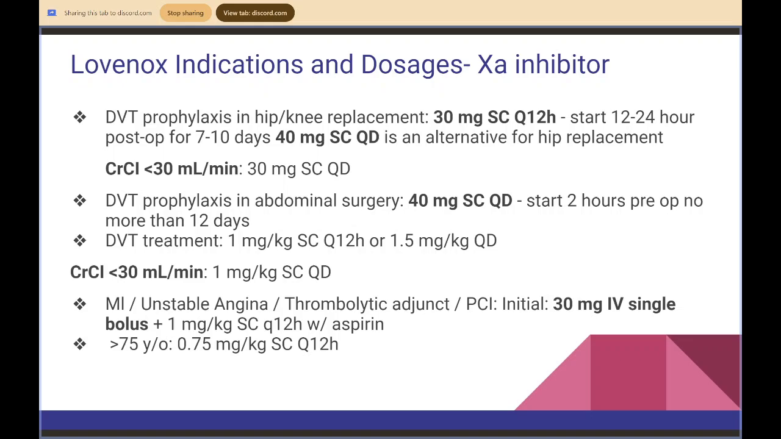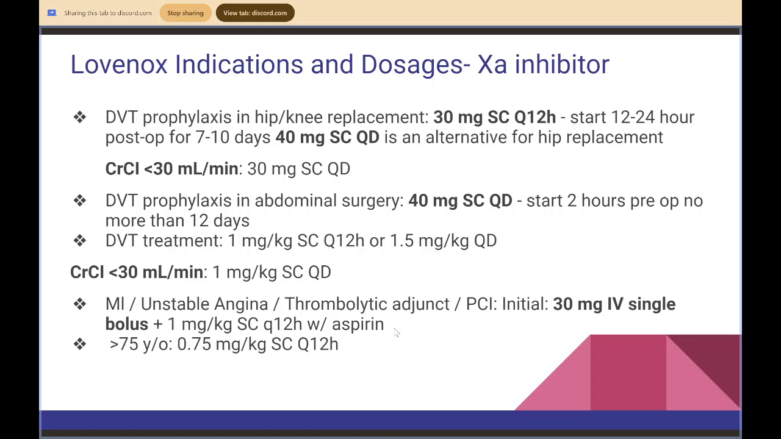DVT prophylaxis in abdominal surgery, 40 mg sub-Q once daily. These all are important. When taking the Naplex, there are going to be prophylaxis doses, and there are going to be treatment doses. Now, some will be for DVT or PE, and then some may be for AFib. And now looking at Lovenox towards the bottom, there's also an indication for MI, unstable angina or angina, thrombolytic adjunct, and PCI.